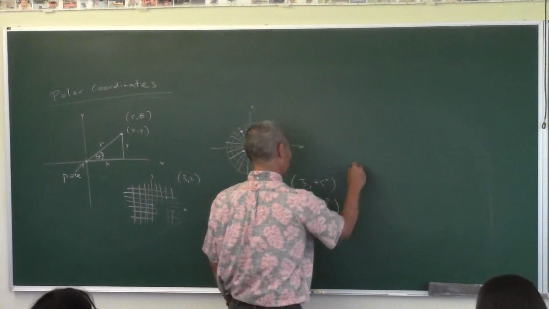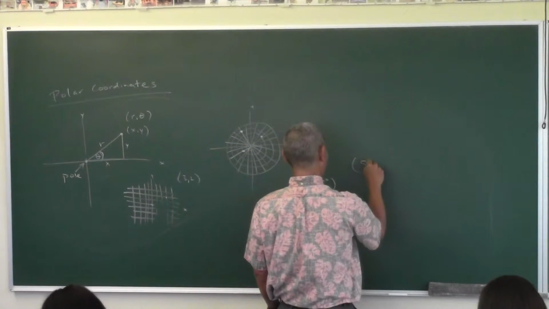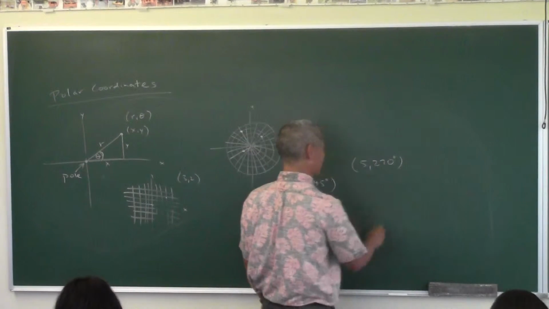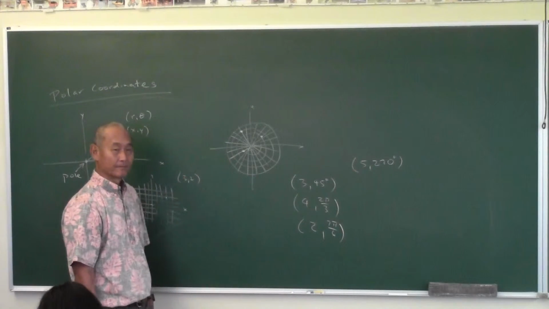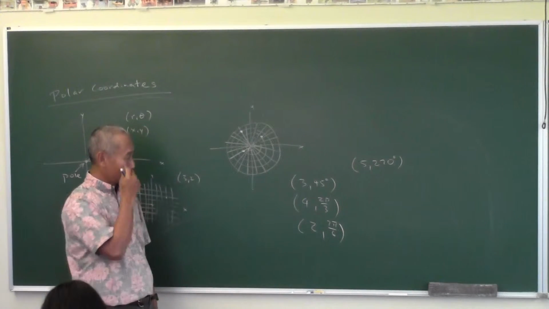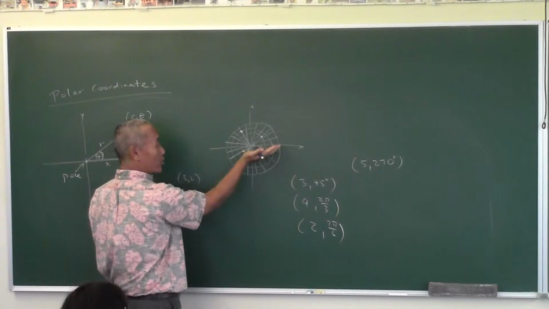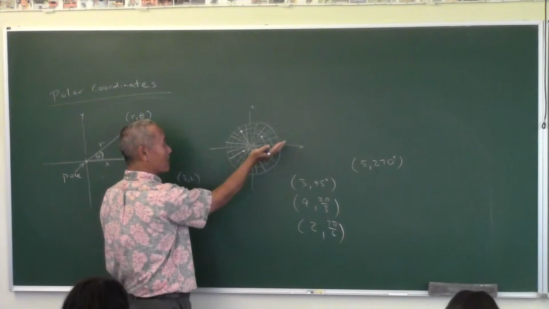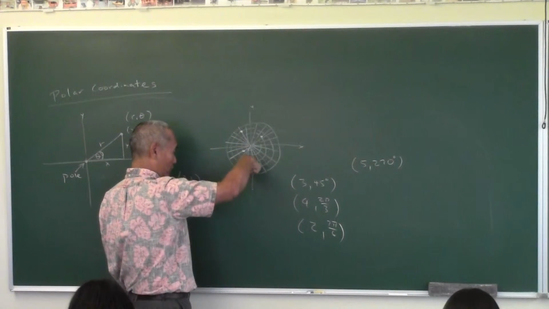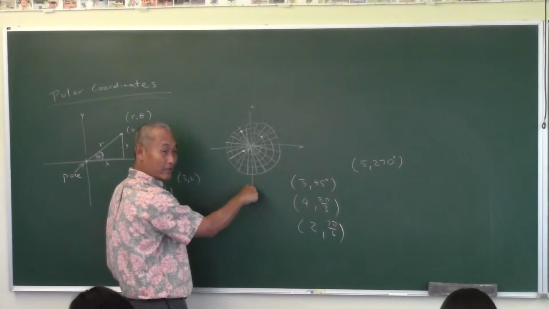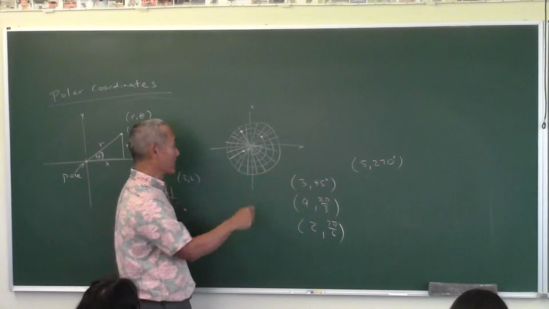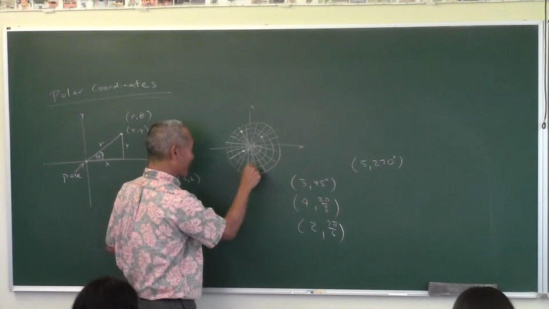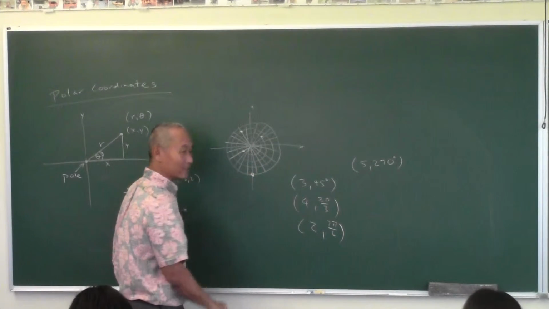Okay, let's do one with degrees again. How about 5 comma 270 degrees? So you measure off, from here, you go 270 degrees counterclockwise. So that's down here, right? 270 degrees. And then you just go 5 units from the origin. 1, 2, 3, 4, 5. Like that.